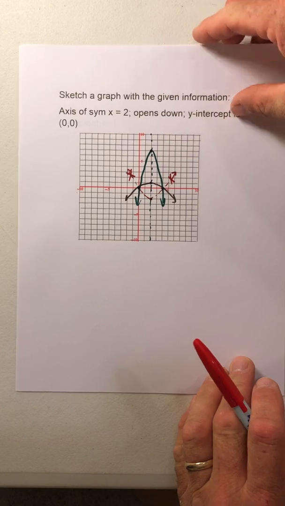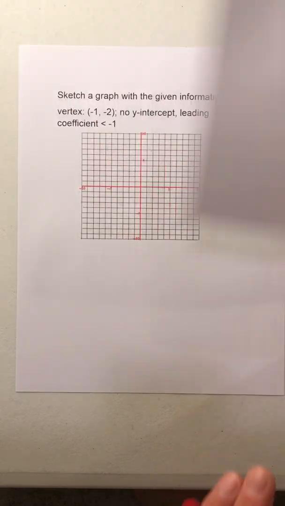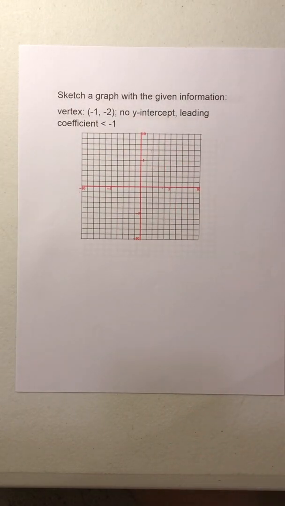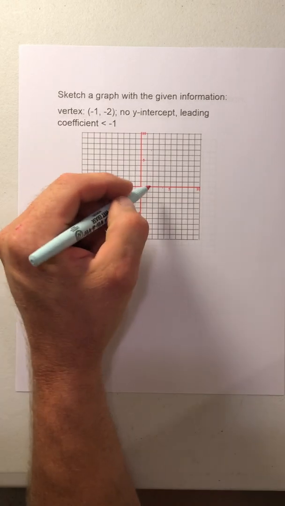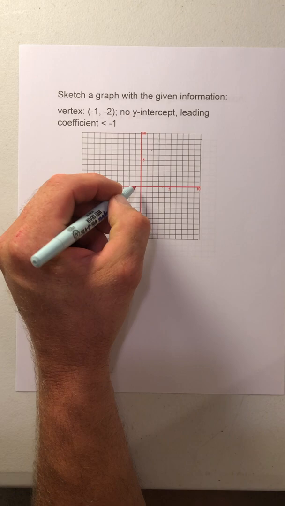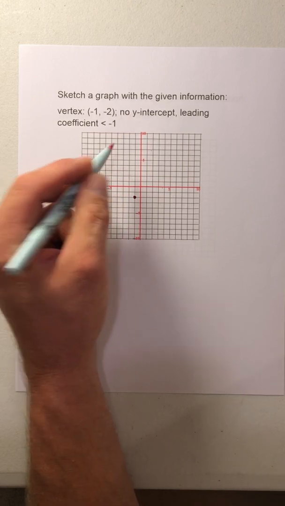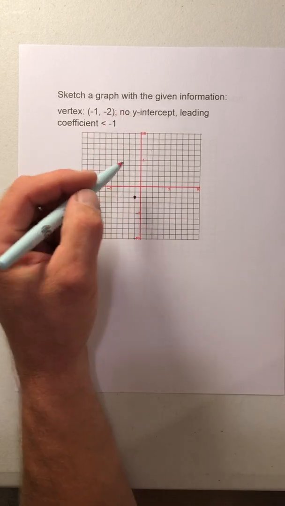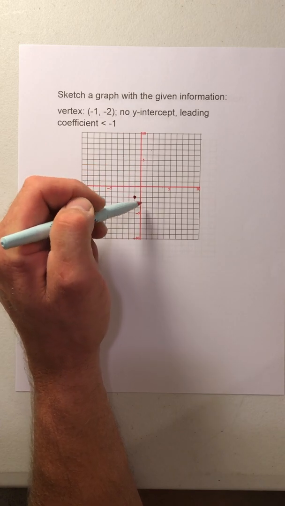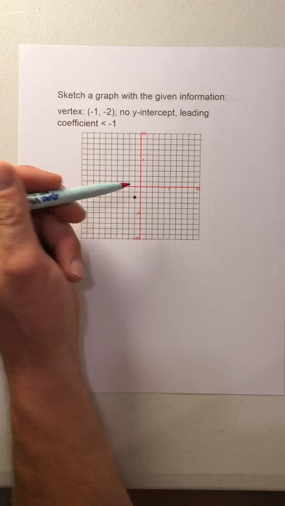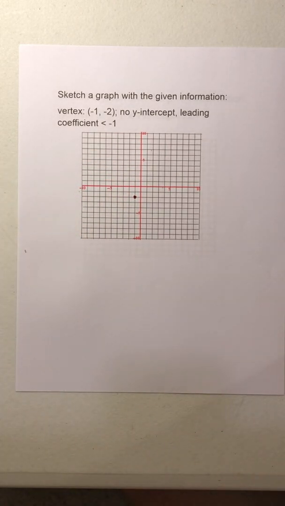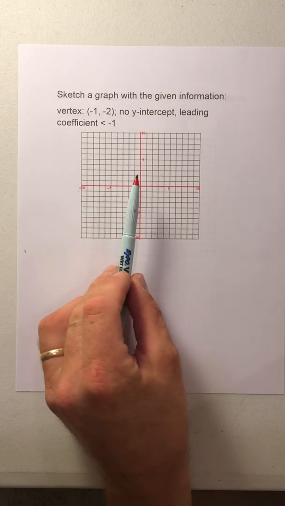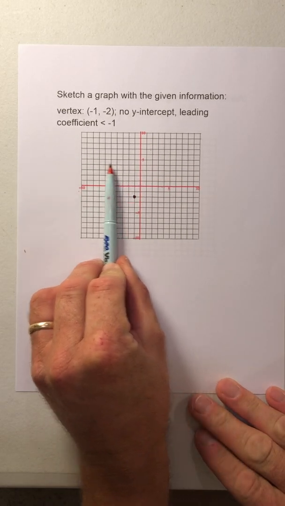So again, some things that we could ask about a graph given this information. Here we have a vertex at -1, -2. So I can go ahead and graph that, -1, -2. There's my point. I have no y-intercept, so I know that I'm not going to go through the y-axis. Well, what does that tell me about the graph? Well, that tells me that it's going to go in this direction.